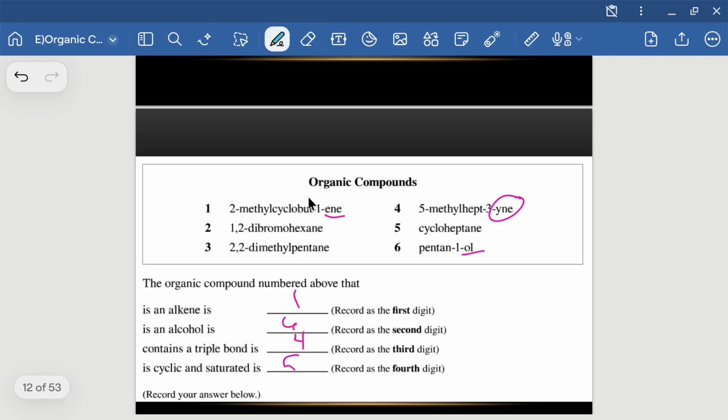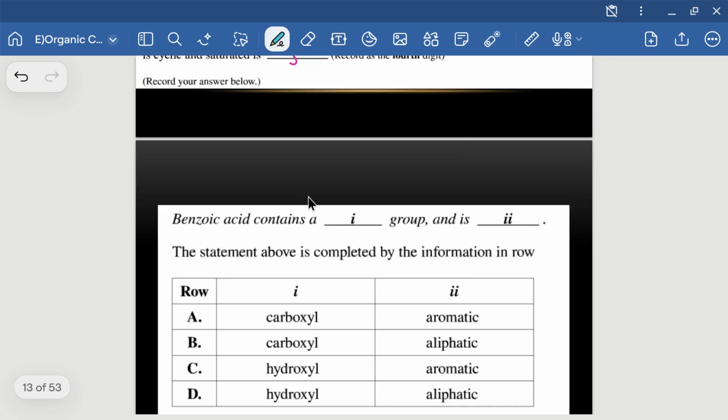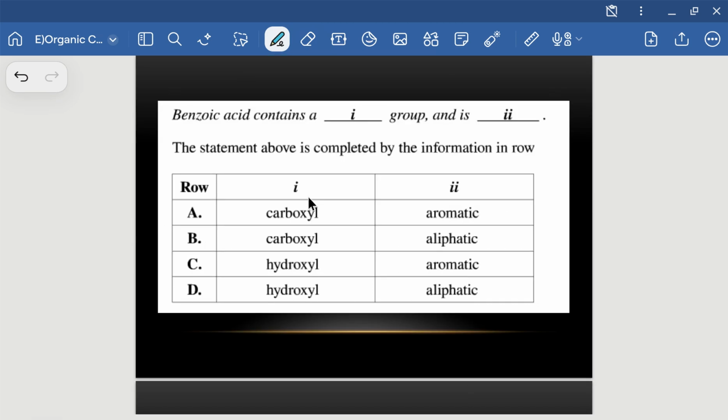This next one, benzoic acid, contains, so if it's benzoic, you would have a carboxyl group. And if it's benzoic, that means it's coming from benzene. And if you have benzene, you're aromatic. So that one is going to be A. So we'll rule out these two and then say aromatic because of the benzene ring.